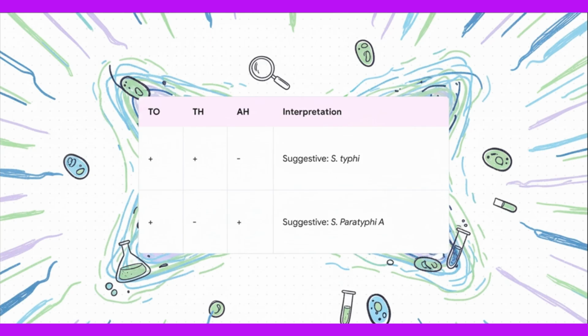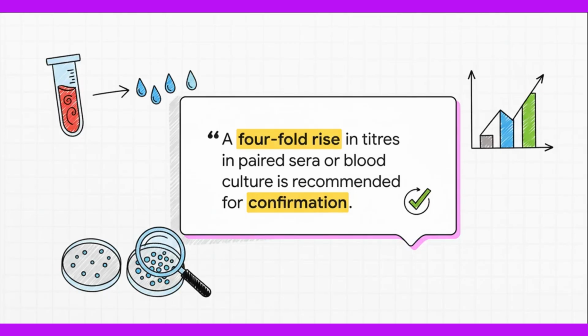It's always, always suggestive. And this right here really highlights the most important takeaway. A single positive result is not a final diagnosis. The guidance on this is crystal clear. You need confirmation. That means either getting a blood culture or showing a significant rise in titers with a second sample. And don't worry, we're going to get to that second part very soon.